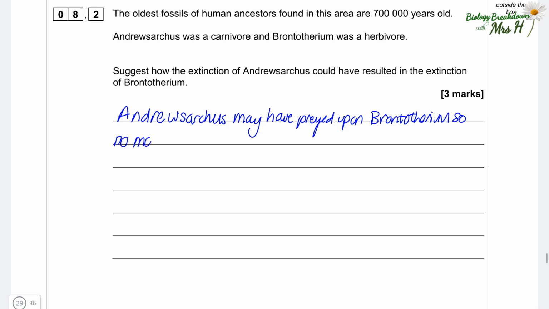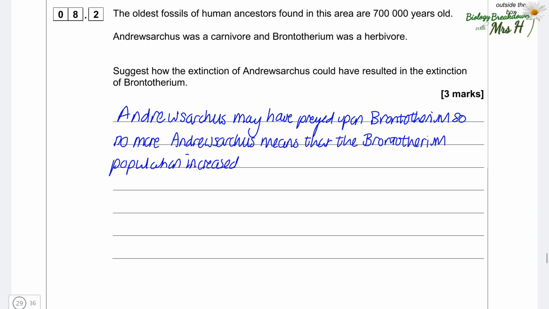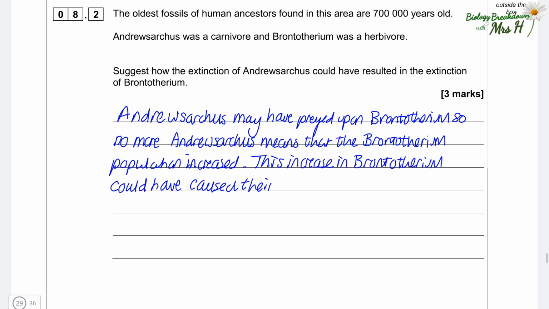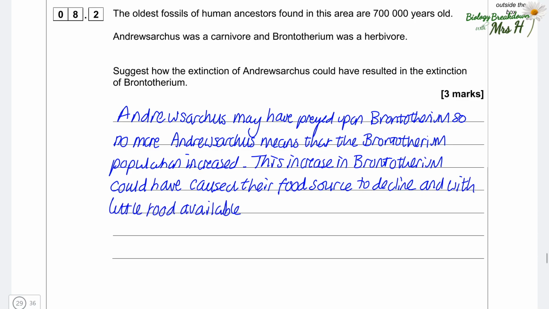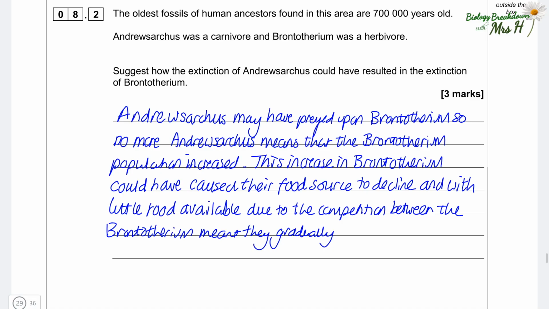So no more Andrewsarchus would mean that the Brontotherium population would increase. And this increase in Brontotherium could have caused their food source to decline because that's all they've got to eat, and there's too many of them now, so they're all eating the same stuff. And with little food available due to the competition between the Brontotherium, it means that they gradually would starve to death.